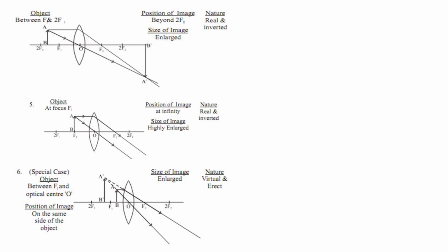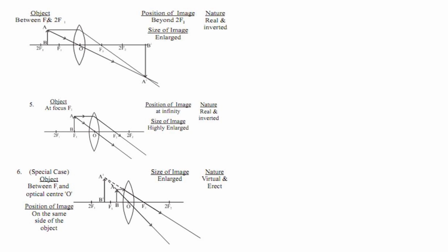Now coming to the fifth case where the object is at focus. I have kept the object at focus. Now if you remember the first case of the lens, the object was at infinity and the image formed was at focus. Here the object is at focus. Now let's see where the image is going to be formed.